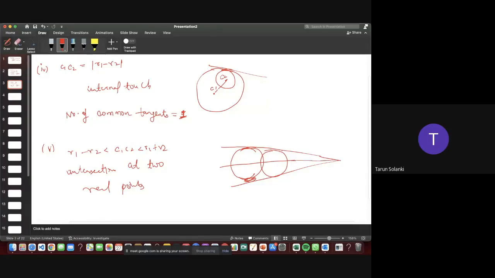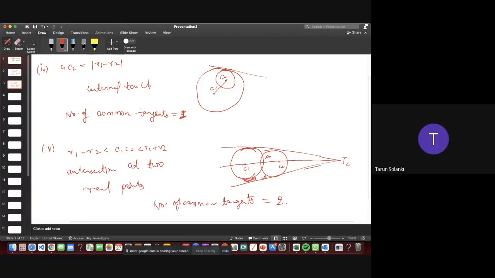Okay, so here C1, somehow we have C2, and the intersection points are A and B. So the number of common tangents we are getting is only two. We can't draw any other tangents here. So the total number of common tangents will be 2. So we can write number of common tangents is equal to 2, right?